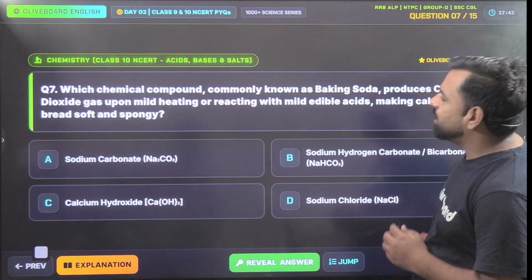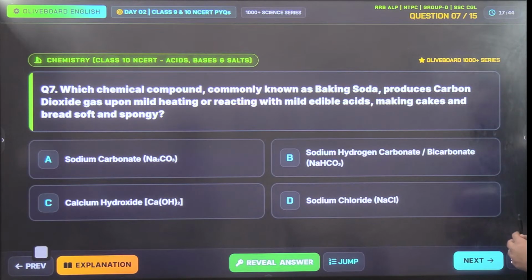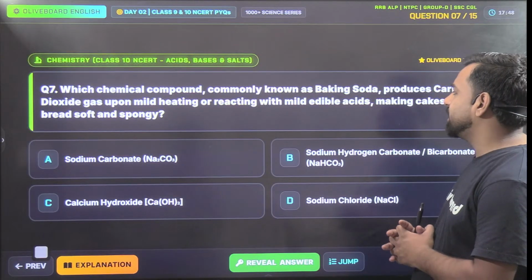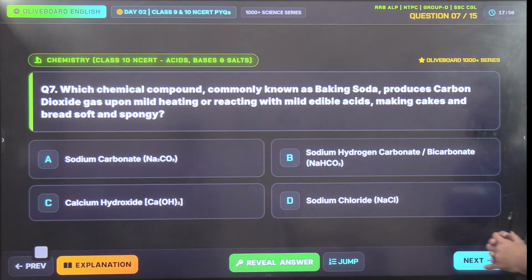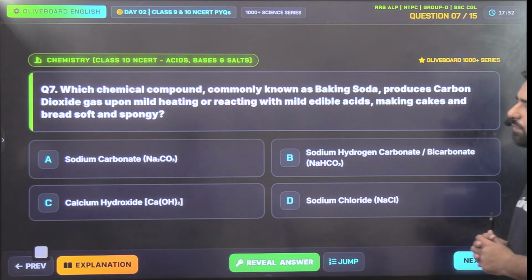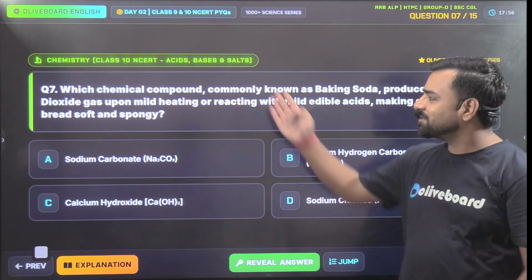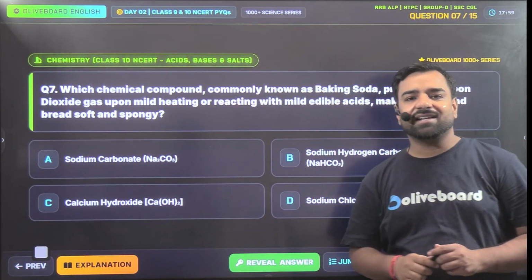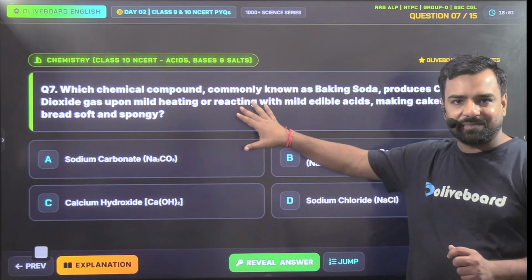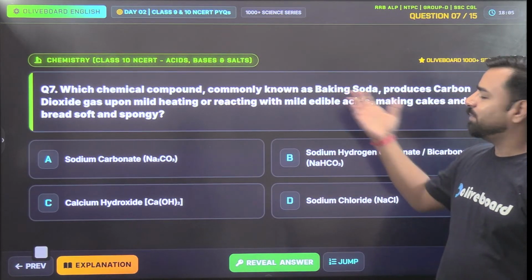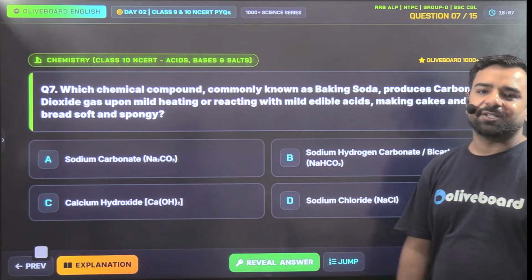Next is which chemical compound, commonly known as baking soda, produces carbon dioxide gas upon mild heating or on reacting with mild edible acids, making cakes and bread soft and spongy. So this is a simple question, but it's made in a way that it looks typical. So SSC asks in this manner. For the railways, the question is simple. What is the formula for baking soda? Or what is the chemical name of baking soda?